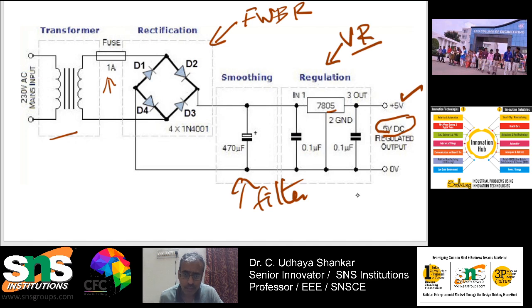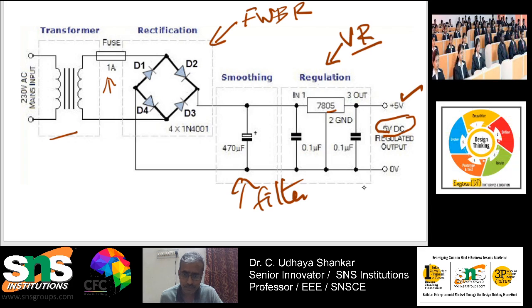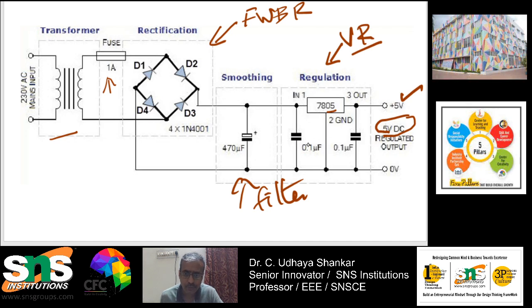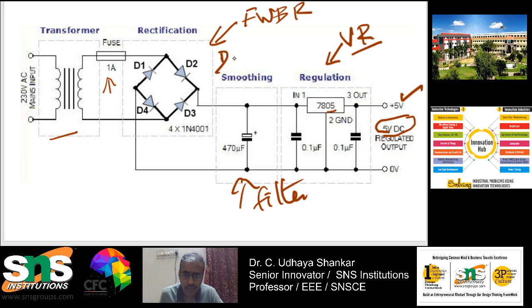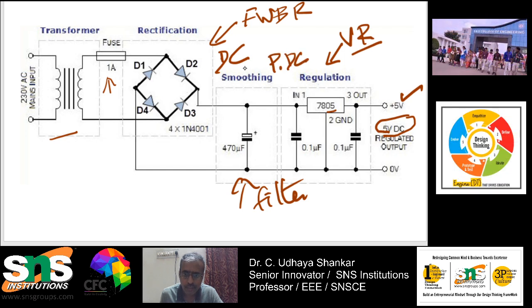This is how a normal DC charger circuit for your mobile phone is designed. If you cut open the charger circuit of your mobile phone, it will have a similar structure. We have a transformer, which is used to step down, and a full bridge rectifier, which is used to convert the AC to DC. Here you will be getting a pulsating DC with some ripples, and here you will be getting a pure DC.